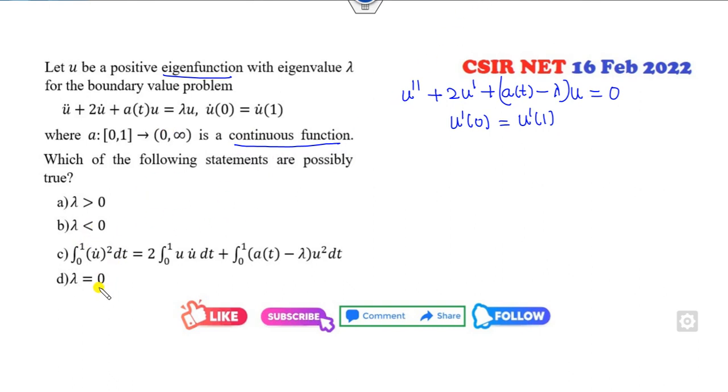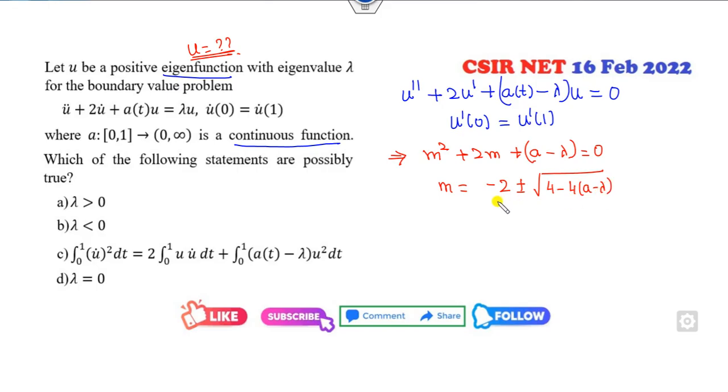So firstly, check whether lambda is 0 or not. How can you find that? First of all, it's a Sturm-Liouville problem. That's fine. Can you find the solution? That means your target is to find u. I can write the auxiliary equation, m squared plus 2m plus a minus lambda is 0. So m equals minus b plus minus root of b square minus 4ac divided by 2. That means minus 1 plus minus root, the 4 will be cancelled out, 1 plus lambda minus a.